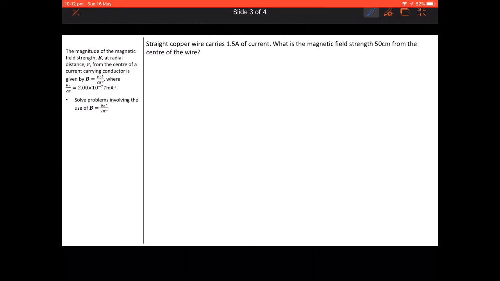So we've got a straight copper wire, it carries 1.5 amps of current. What is the magnetic field strength 50 centimetres from the centre of this wire? Because we're doing everything in SI units, our units for r are in metres, 50 centimetres is 0.5 metres. We'll write our rule, which is magnetic field strength is equal to this little mu permeability thing, times I, which is the current, divided by 2 pi, and then r, which is the radial distance from the centre of the current carrying conductor.